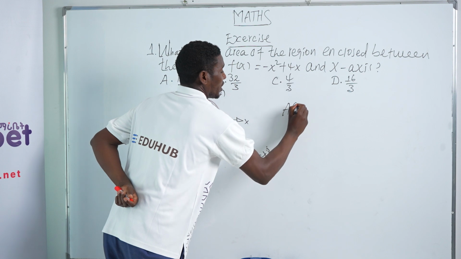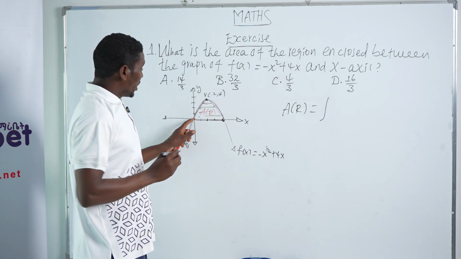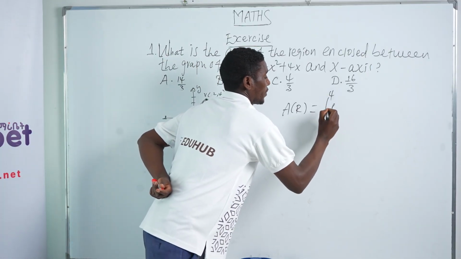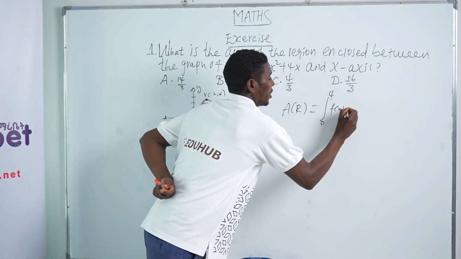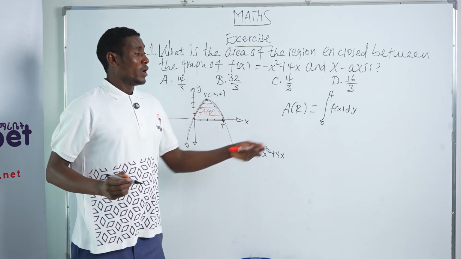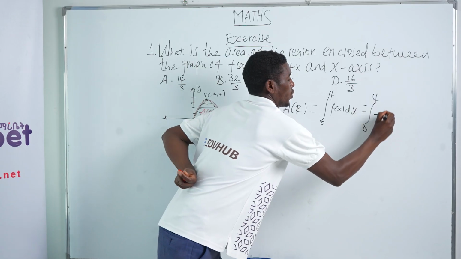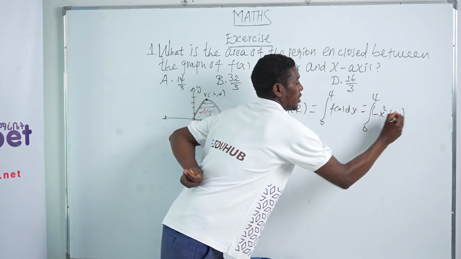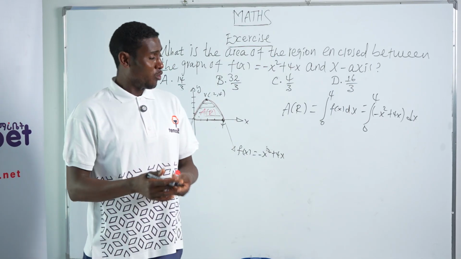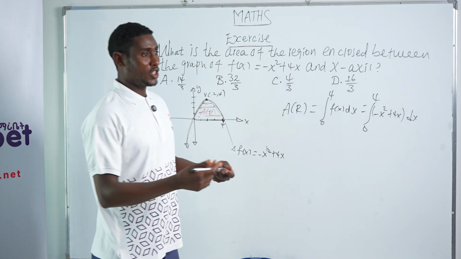So the area of the region is given by the integral of x from 0 to 4 of f of x dx. The same here, this axis is y equals 0. f of x is minus x squared plus 4x dx, because minus x squared plus 4x minus 0 is itself. For the definite integral, the integral of 0 is always 0, and 0 subtracted from an expression is itself.